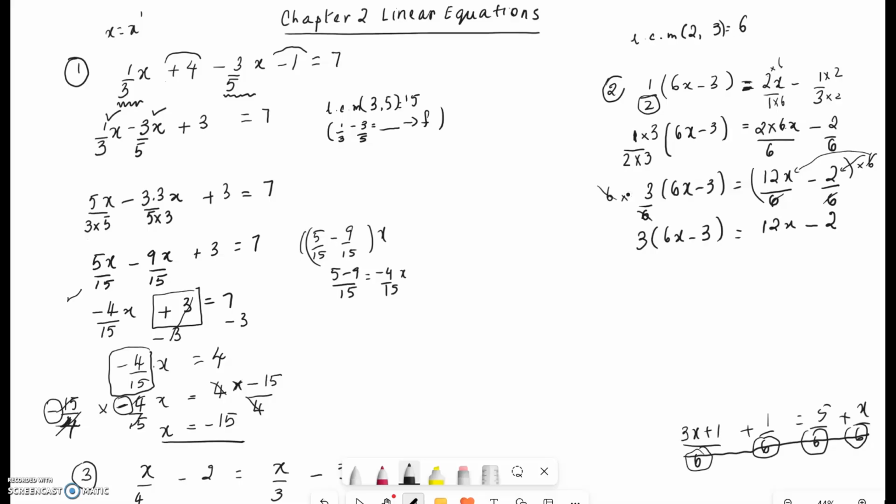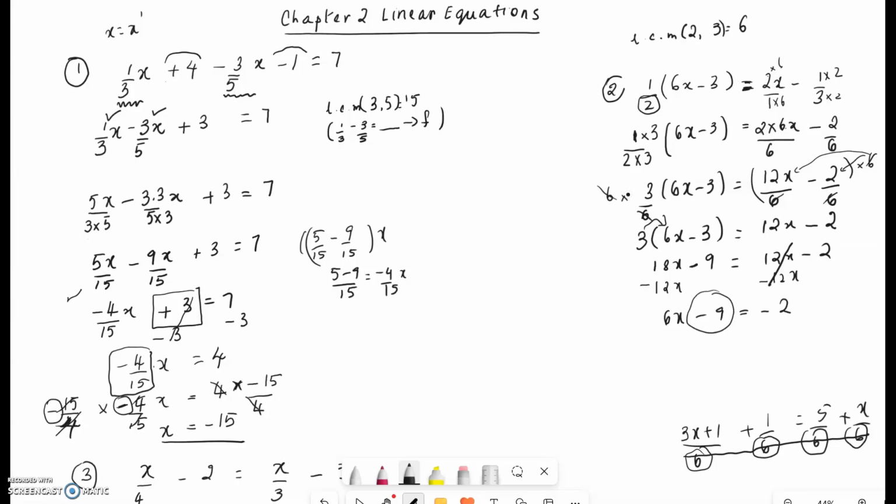Now you go about simplifying the expression first using the distributive property. 6 times 3 is 18 minus 3 times negative 3 is negative 9 equals 12x minus 2. We have x's on both sides. The goal is to get all the x's on one side. So I'm going to subtract 12x on the right, subtract 12x on the left. Basically, I'm combining all the x's, bringing them all to one side. And then I get 18 minus 12, which is 6x minus 9 equals negative 2.